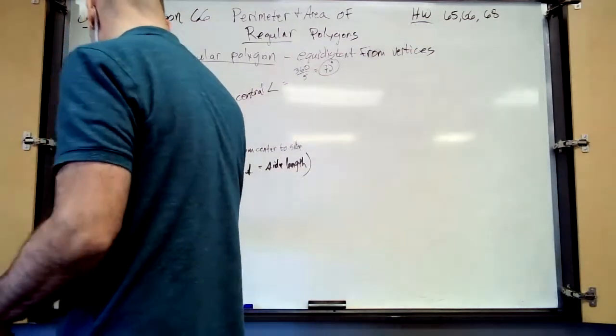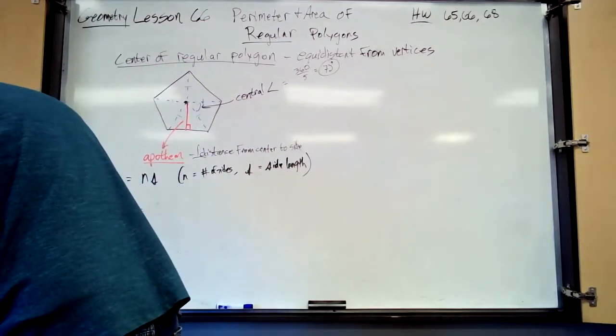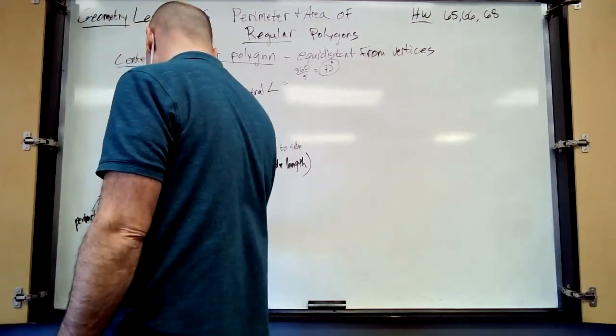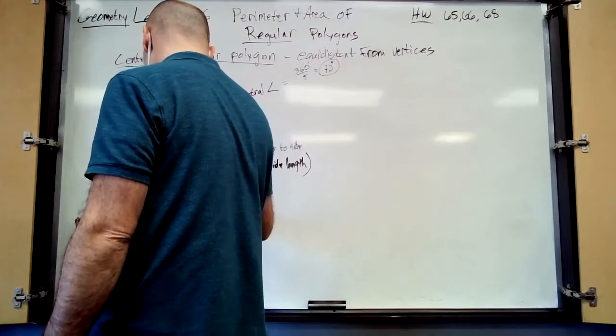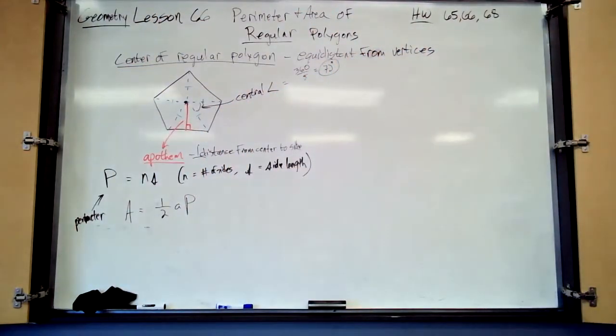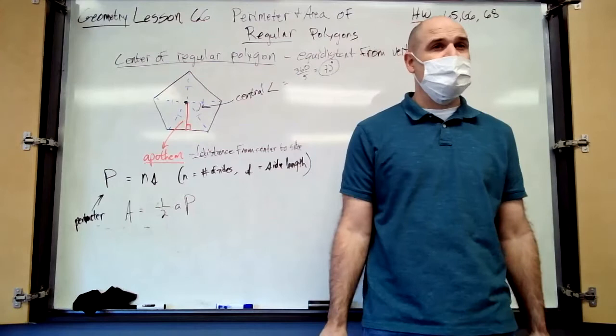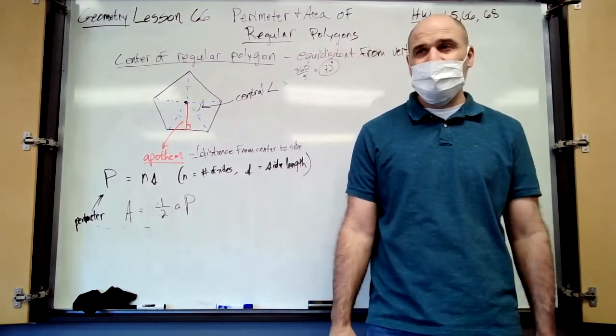So the area is a little different. Area equals, and write this formula down, you're going to need it, 1/2 AP. What's A stand for? Apothem. That's right. And what's capital P stand for? Perimeter. So you have to figure out the perimeter, and you have to figure out the apothem. Sometimes they give it to you. But that's how you find the area.